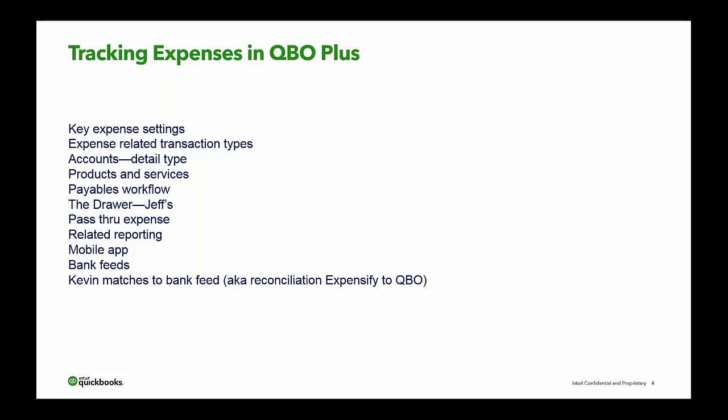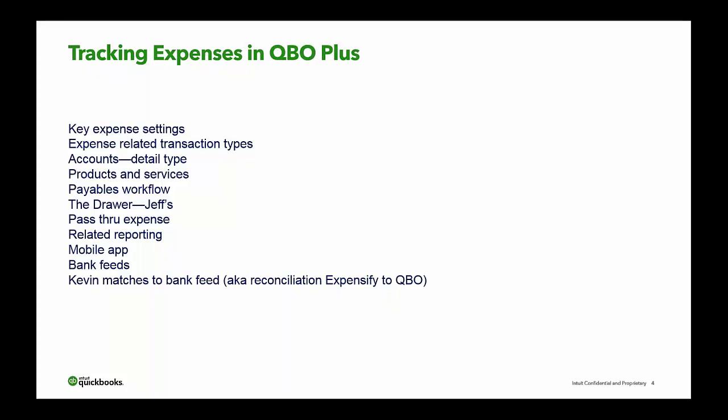This is what I'm going to cover in QBO Plus at a pretty high level, just assuming that we all know how to do expense-type transactions and what it all entails inside of QuickBooks Online. But I want to go over a few of the key settings that aren't turned on by default: the expense-related transaction type, so non-posting versus posting; the detail type at the account level, because sometimes you're going to be merging accounts; and two-sided items on the product service. We'll just touch on it, just so you know it's there.